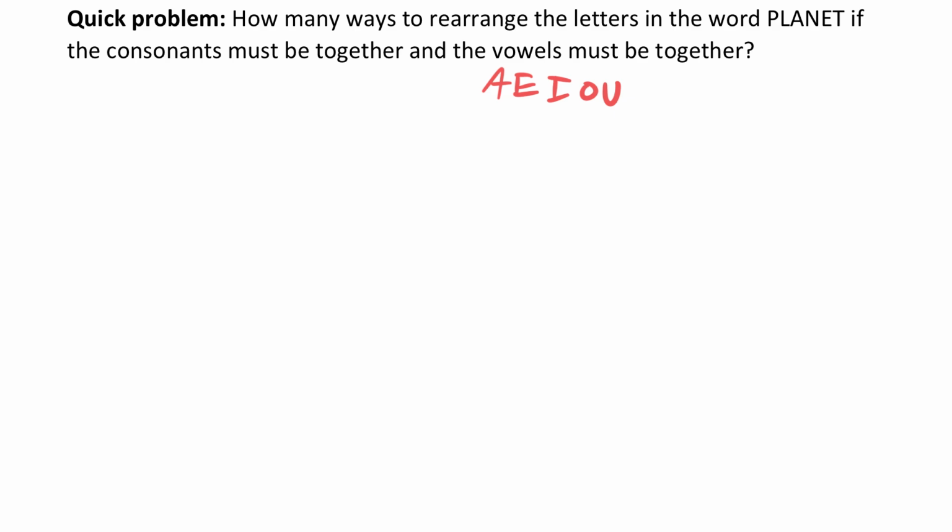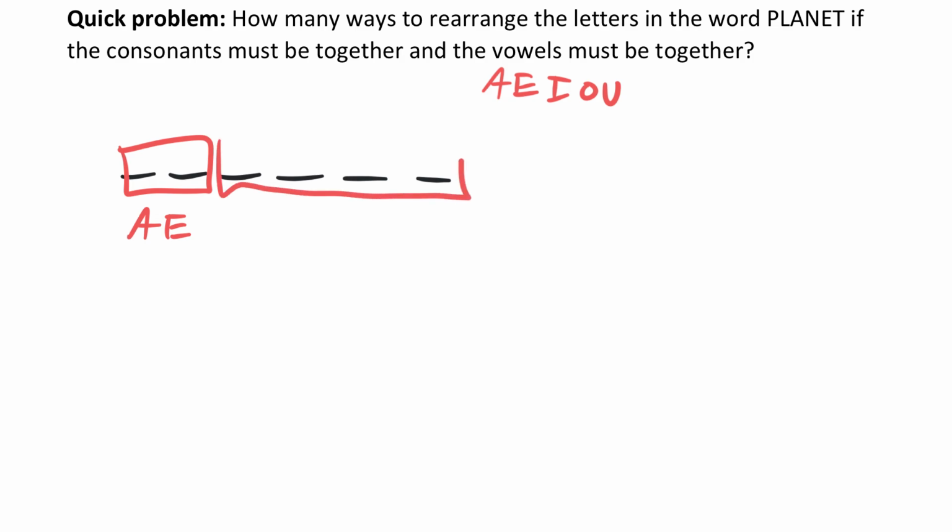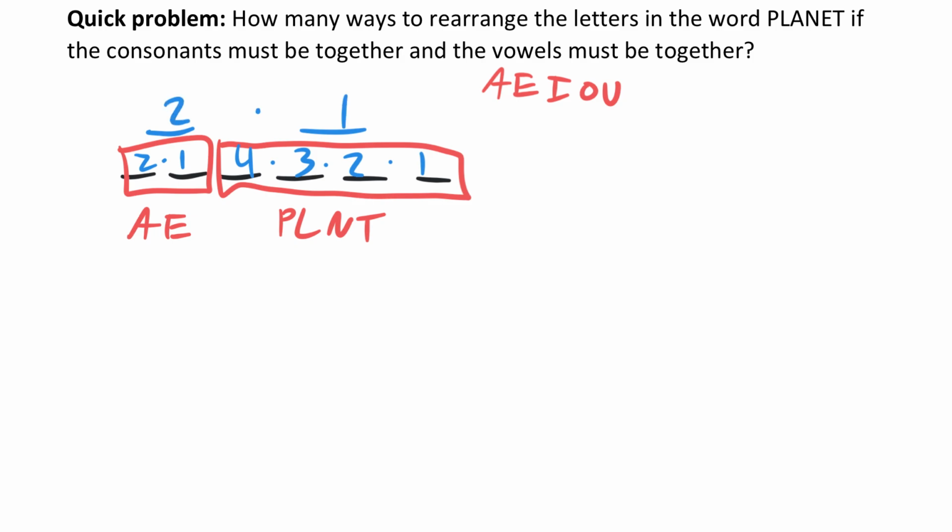So we've got 6 letters: 1, 2, 3, 4, 5, 6. The 2 vowels, A and E, must be together, so we'll draw a box around them. And the 4 consonants must be together, so we'll draw a box around them: P, L, N, and T. So the A and E is 2 options, then 1 option. 4, 3, 2, 1 for the consonants. And then the 2 super letters have become 2 blanks, so 2 and 1. We multiply everything together: 2 times 1, and then 2 times 1, and then 4 times 3 times 2 times 1. It's going to give you a total of 96.